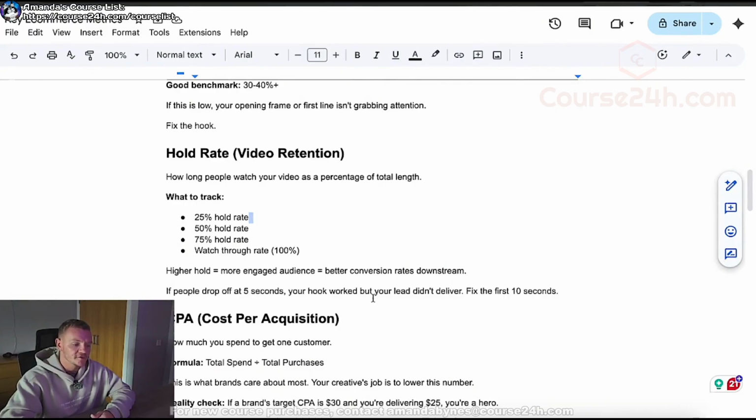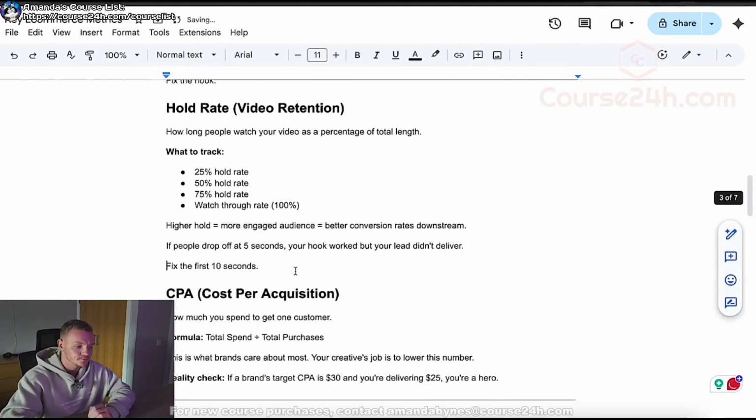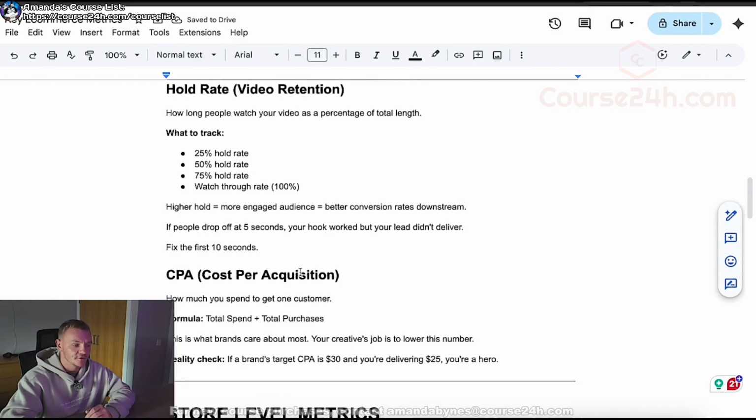If people are dropping off at 5 seconds, it means that your hook worked, but maybe your lead didn't deliver, or your mechanism was weak. So you're going to need to fix each section of the ad.